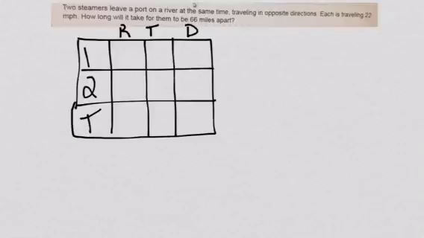Now each is traveling 22 miles per hour, so that's the rate, 22, 22. For the time, we don't know. But what we do know is that they're traveling for the same amount of time, so both times would be x. We also know that their distance together has to be 66. These other boxes are dead boxes, so we don't use those. To find the distance, remember distance is equal to rate times time. So that would give me 22x and 22x.